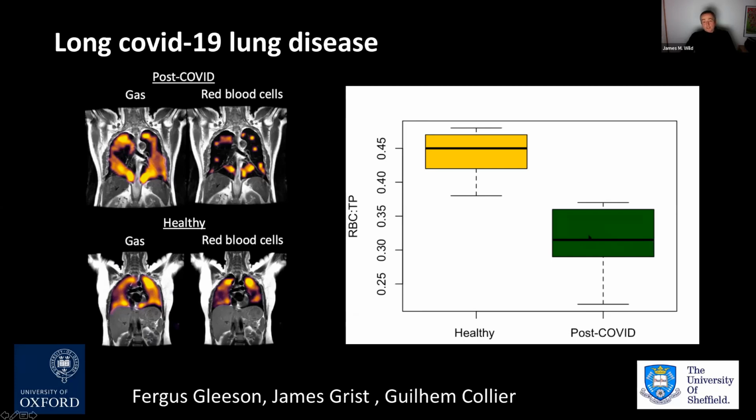3-4 months later. Patients who are complaining of residual breathlessness have still got a depleted red blood cell tissue plasma ratio in the Xenon MRI when compared to healthy normals. So some insight there into the pathophysiology of COVID as well.